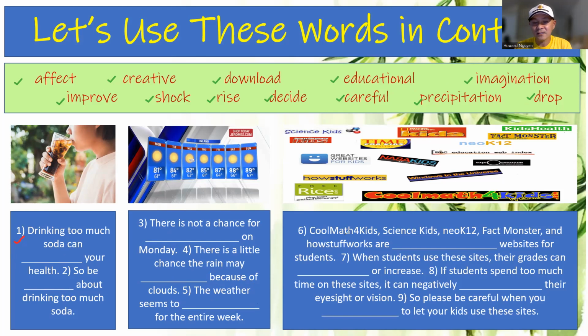Cool Math for Kids, Science Kids, Neo K-12, Fact Monster, and How Stuff Works are blank websites for students. When students use these sites, their grades can blank or increase. If students spend too much time on these sites, it can negatively blank their eyesight or vision. So please be careful when you blank to let your kids use these sites.